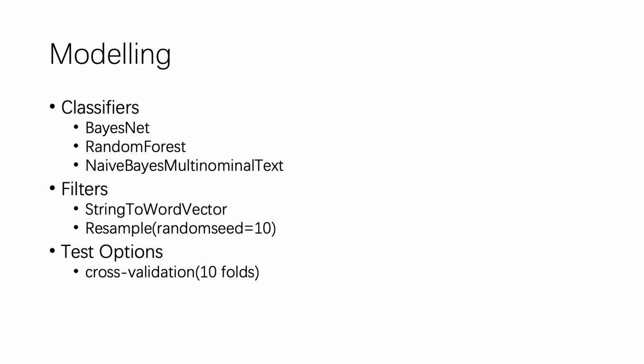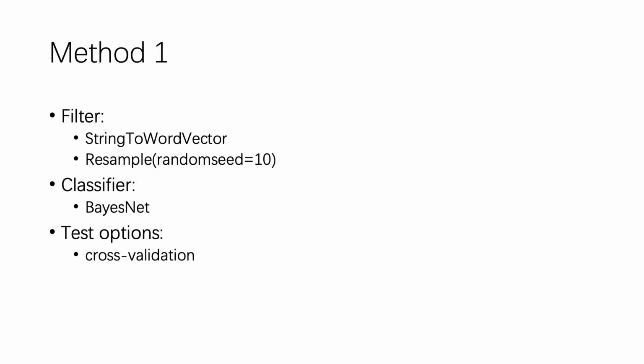Now we are turning to the modeling part. The classifiers we choose to use are BayesNet, random forest and naive Bayes multinomial. The filters we choose to use are StringToWordVector and Resample with random seed equals to 10, and the test option is 10-fold cross-validation. In method 1, the filter we choose to use is StringToWordVector and Resample with random seed equals to 10. The classifier is BayesNet and the test option is 10-fold cross-validation.